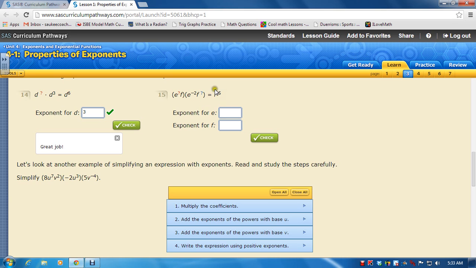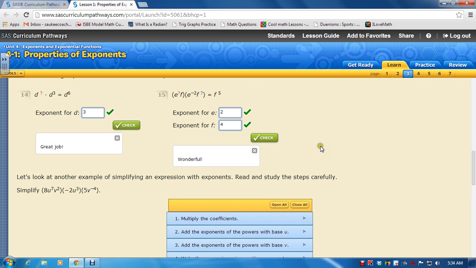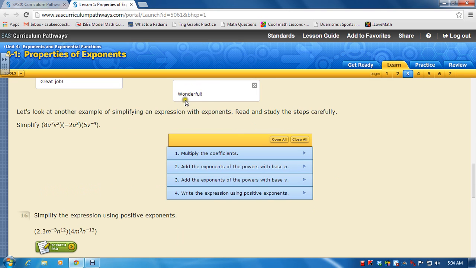My answer here doesn't have any e in it, so that means my exponent would have had to have been 0. Well, what does the exponent of e need to be if I'm going to get a 0? Well, it would need to be 2. And for me to end up with f to the 5th power, I have 1 here. I would need to have 4 in the other one. Check that. Man, wonderful. Aren't we wonderful? Okay.